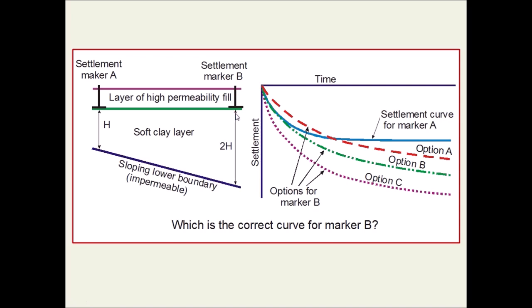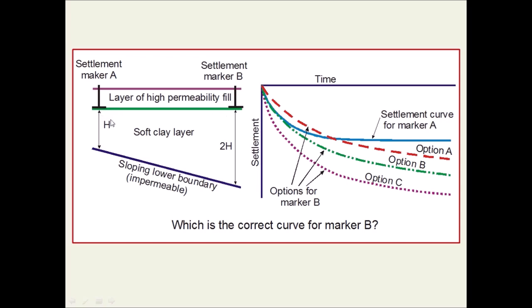You might be tempted to think, because there's a lot more compression going on, it might possibly be option C. Because there's a lot more water to drain out, it might be slower than the curve at settlement marker A. But if you think about it at all, how the consolidation actually occurs, it starts from the surface. If you think of those pore pressure contours, they start up at the surface here.